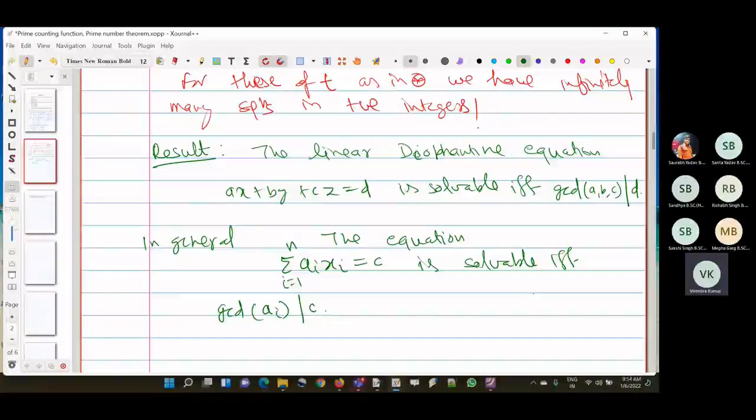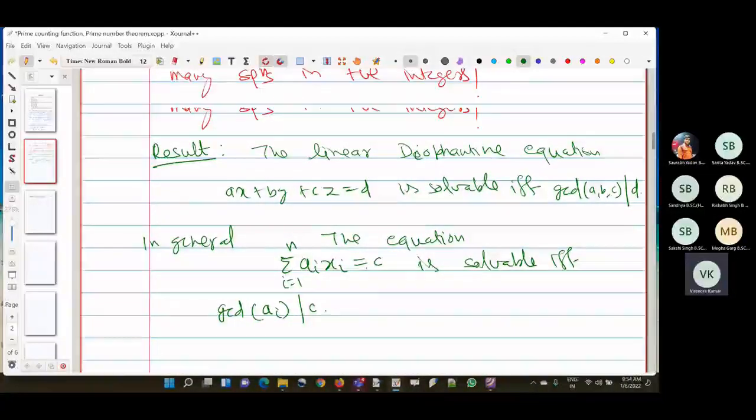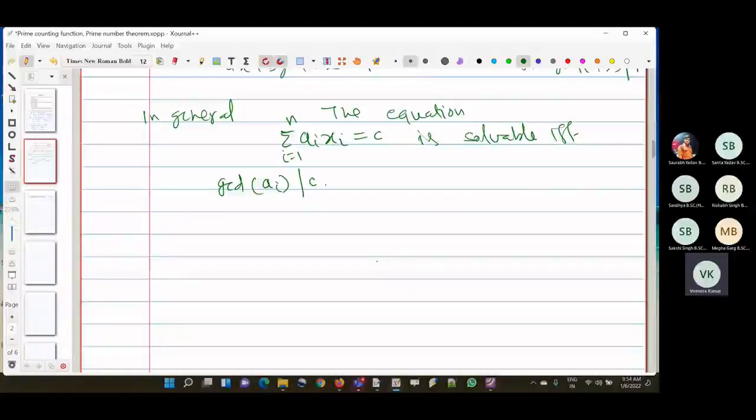When we say that this is a linear Diophantine equation, it means we are interested in integer solutions only. Otherwise, there may be so many solutions in real numbers, okay? But we are interested in integer solutions only. So let us see how we can prove it in the case of 3 variables, okay? So there are 2 parts.